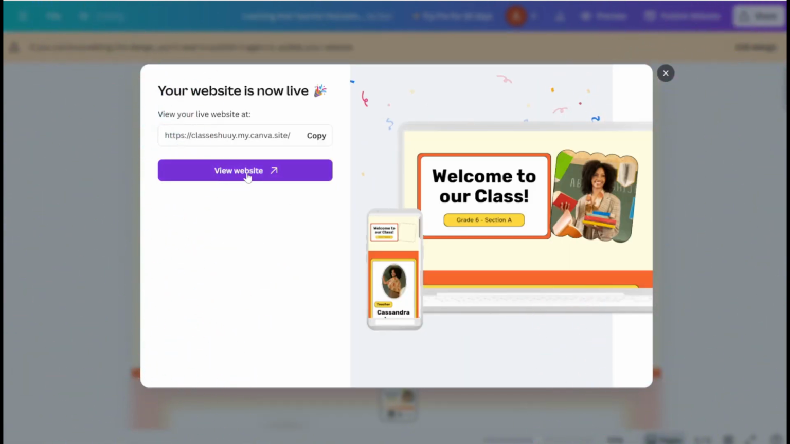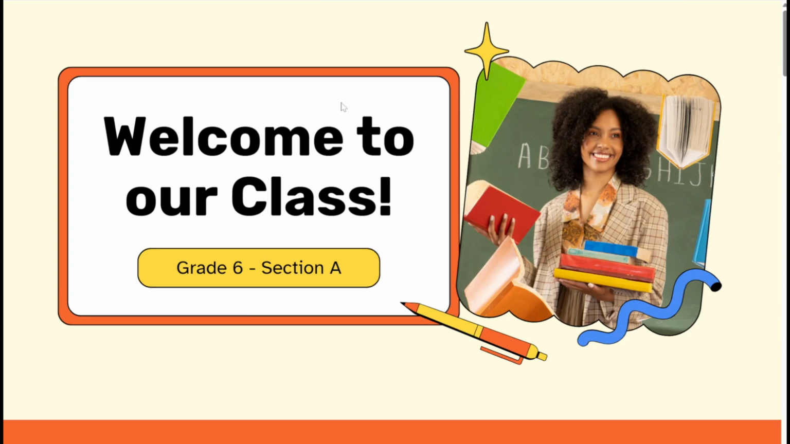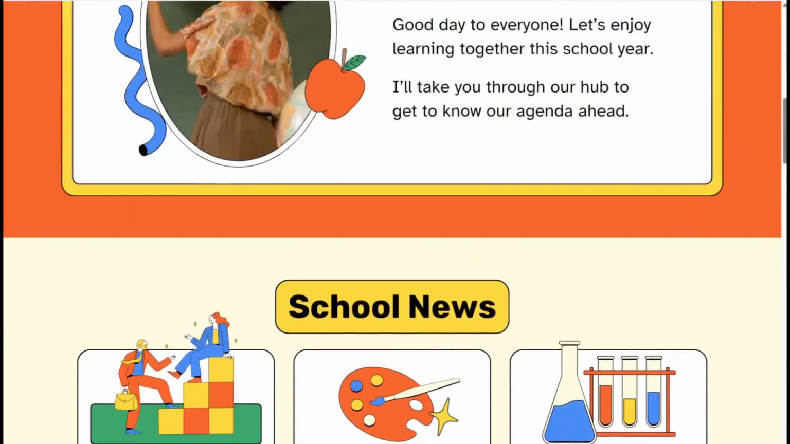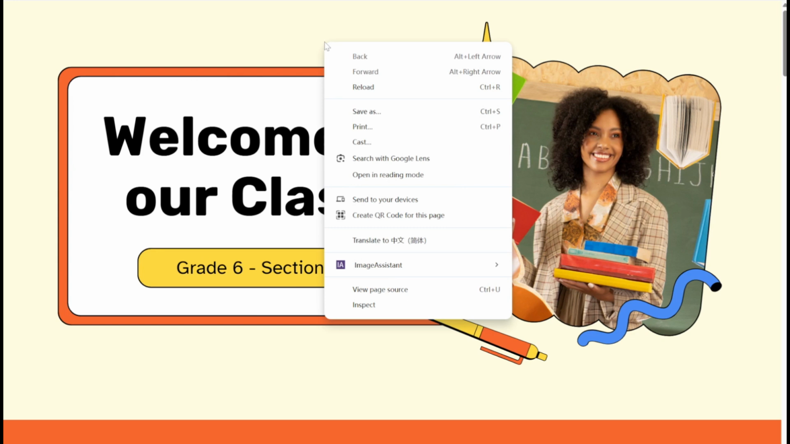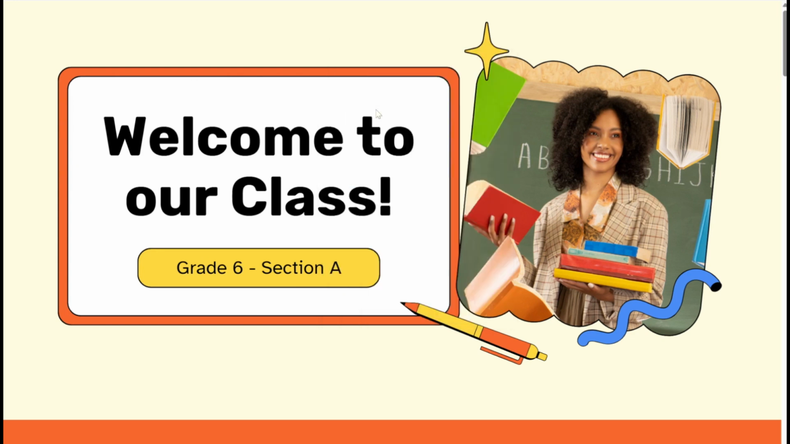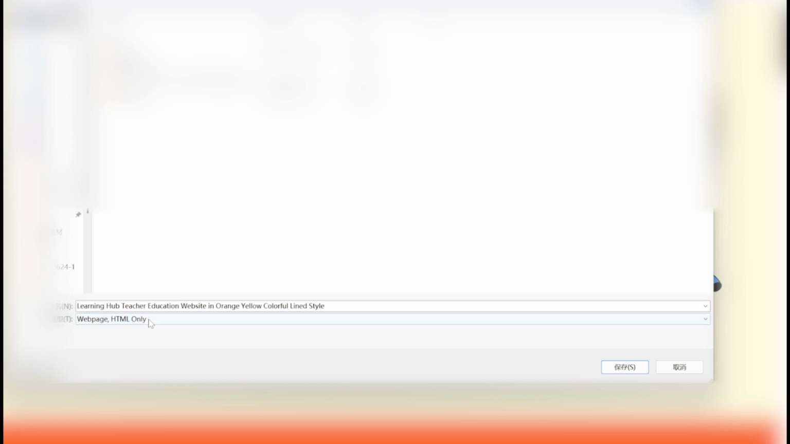Then, click View Website. To get the HTML code, right-click any empty space on your published website. Choose Save As from the menu. This will download your website as an HTML file.